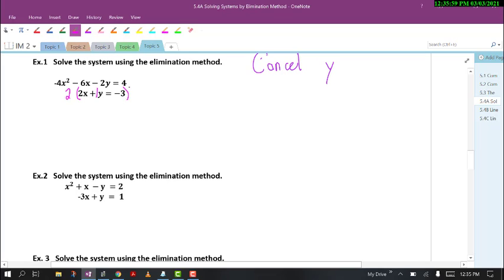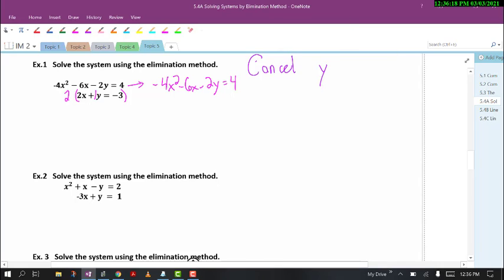And I always like to rewrite these equations so that they're all lined up and nice. Negative 4x squared minus 6x minus 2y equals 4. And when we multiply that second equation by 2, there is no x squared, so I'm not going to put anything underneath here. But 2 times 2x is positive 4x. 2 times y is a positive 2y. And 2 times negative 3 is negative 6.